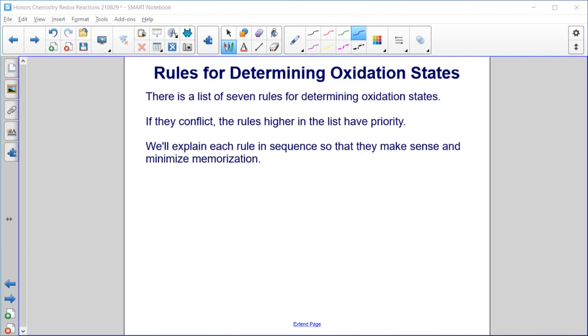All right, there are 7 rules for determining oxidation states. And if those rules are ever in conflict, the rule that is higher in the list has priority. We'll explain each rule in sequence so they make sense, and that way it will minimize the amount of memorization that needs to be done.